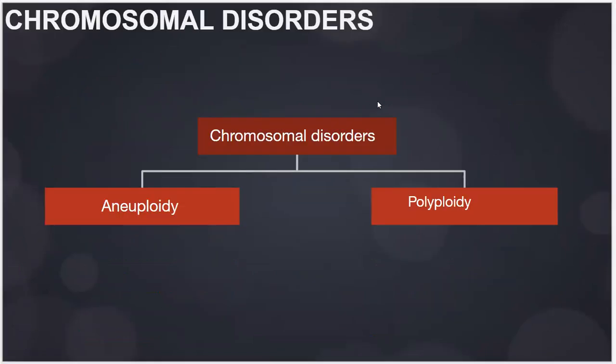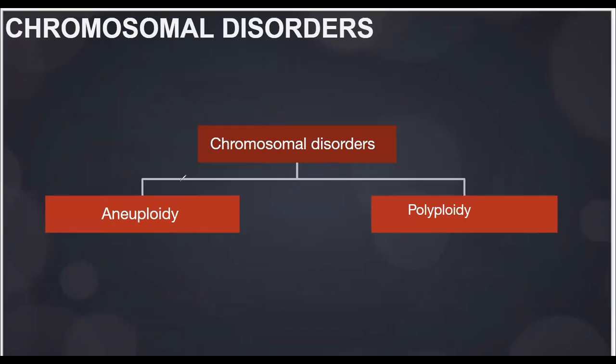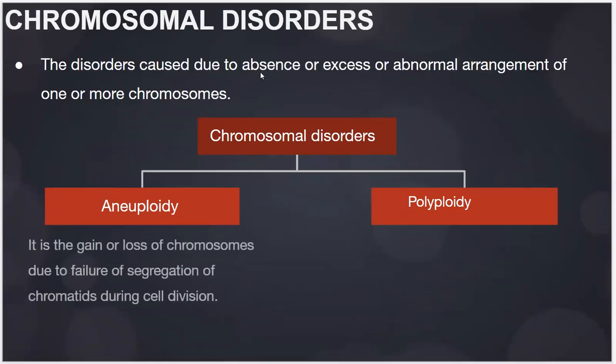Okay, before that, let's just understand certain terminologies. These terminologies we have already discussed in the previous video, where we were discussing ploidy, but once again we will go over them here. So chromosomal disorders can be broadly classified into aneuploidy and polyploidy. These are disorders caused due to absence, excess, or abnormal arrangement of one or more chromosomes. What happens in aneuploidy?